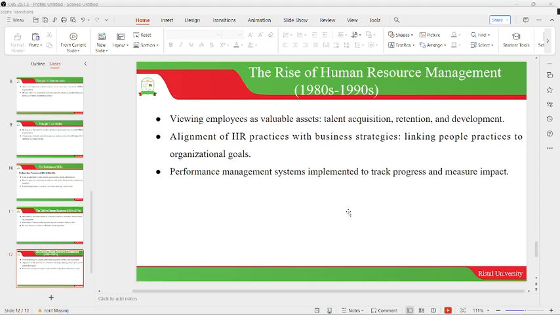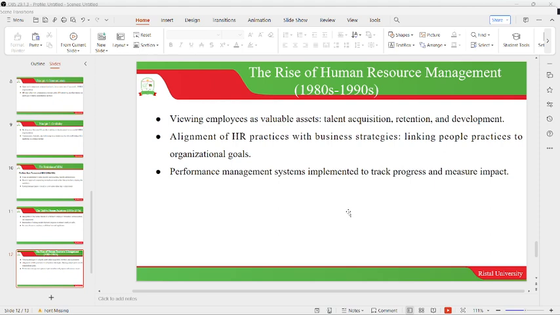Then we have a performance management system implemented to track progress and measure impact. Some organizations appraise the employees annually, I mean every year. Then others do it quarterly. After 6 months, they appraise the performance of the employees. Okay, even others after 3 months. It depends on the organizational policies of appraising the employees.